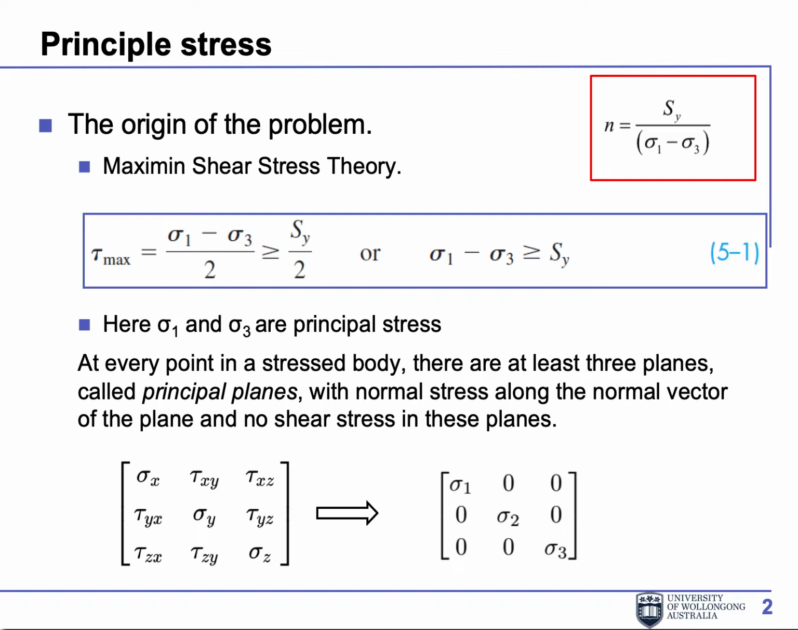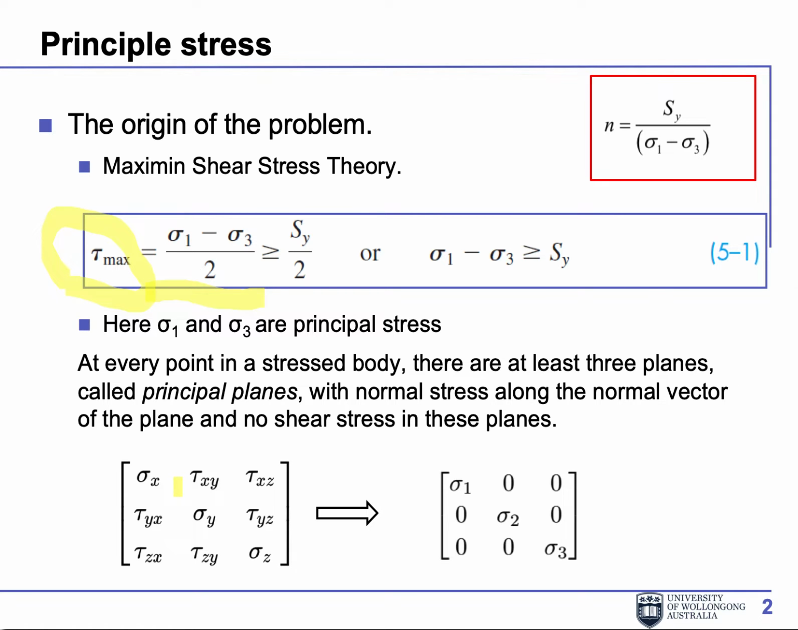So the first topic I'm going to talk about is the principal stress. The reason we want to talk about principal stress is when we do the maximum shear stress theory. So maximum shear stress, tau max, is equal to half of sigma 1 minus sigma 3. Sigma 1 and sigma 3 are 2 out of the 3 principal stresses. So what is principal stress? We need to understand that to be able to use this maximum shear stress theory. The shear stress must be less than or equal to half of the yield stress to be safe.